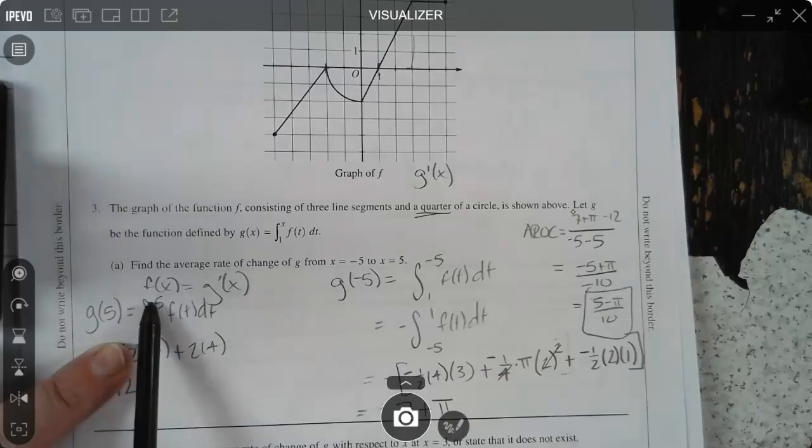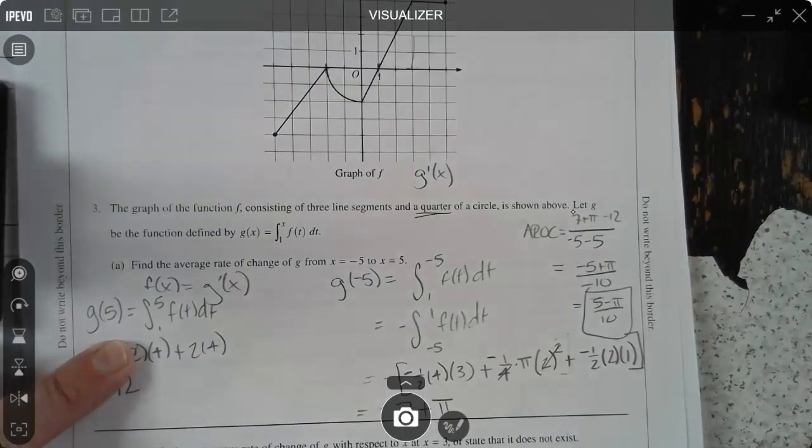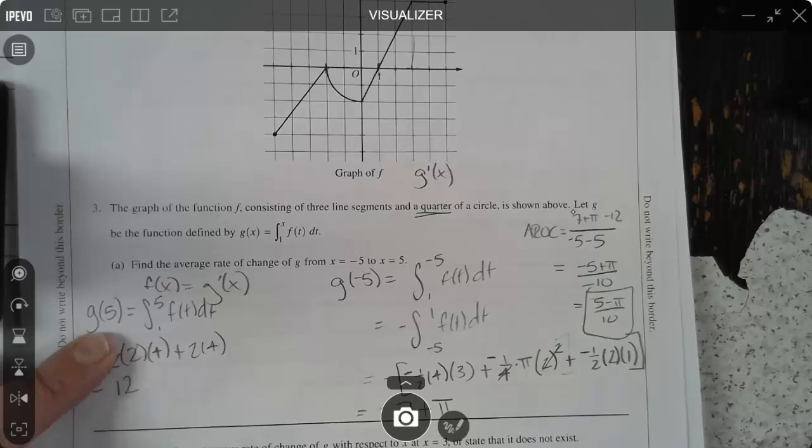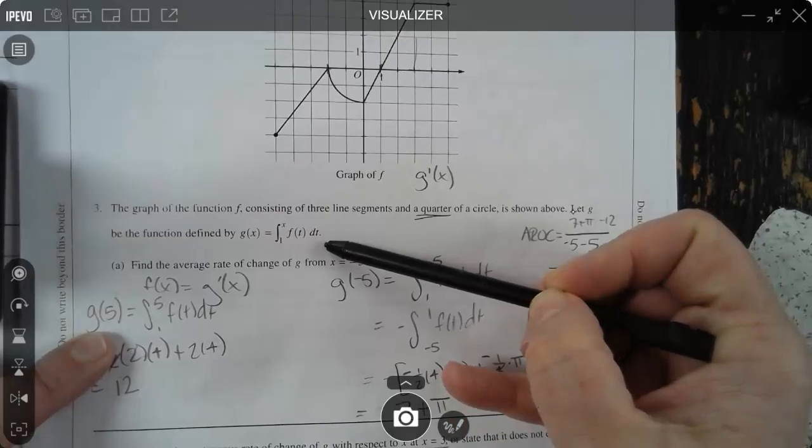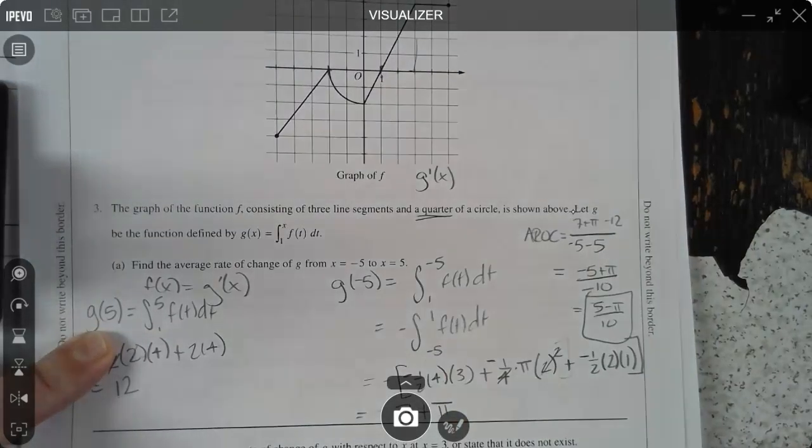remember, look, f is g prime. So I'm looking at the derivative, right? If I want to know the average rate of change of g, I have to find g of 5 and g of -5. Well, they give me an equation for that. So g of 5, I felt like this was a lot of work for a 3-point question.